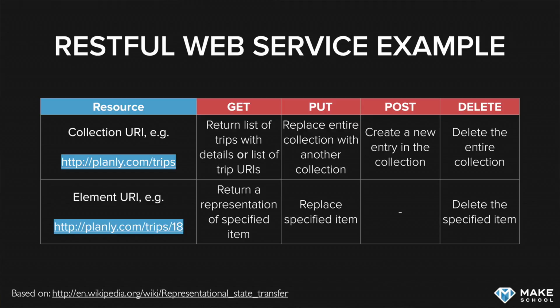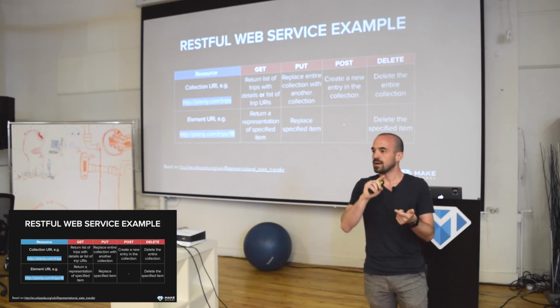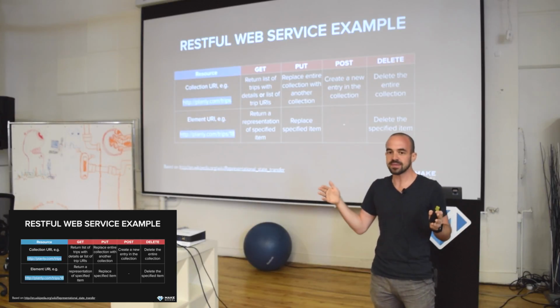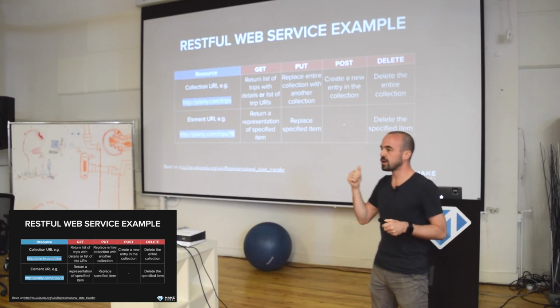If I use the GET method, then I get a representation of this specific trip that I asked for. So I only get one trip that had the identifier 18. I don't get a list of all the trips. If I call PUT on this endpoint here, then I only replace this one item and not the collection of items. And if I would call DELETE on here, then I would delete this specific item. So the two essential differences are collections that represent multiple items and elements that represent only one item.